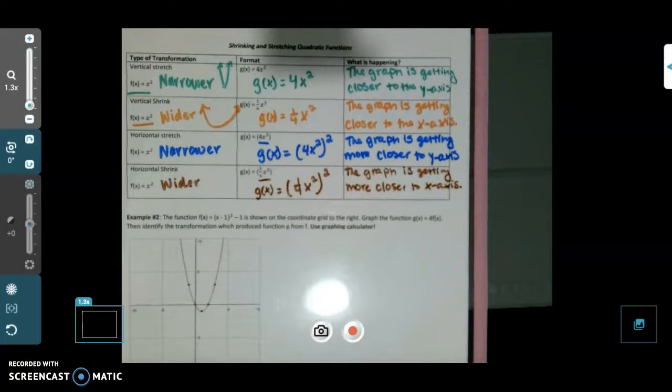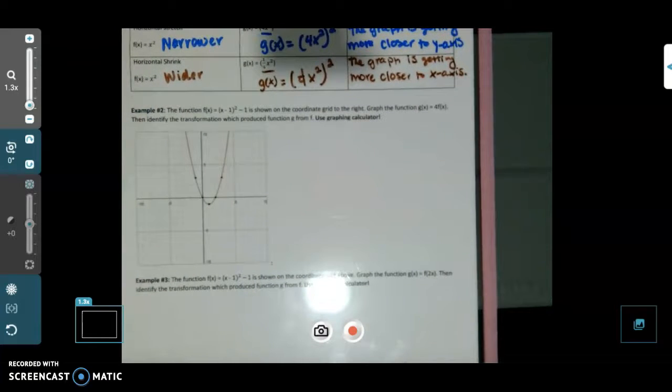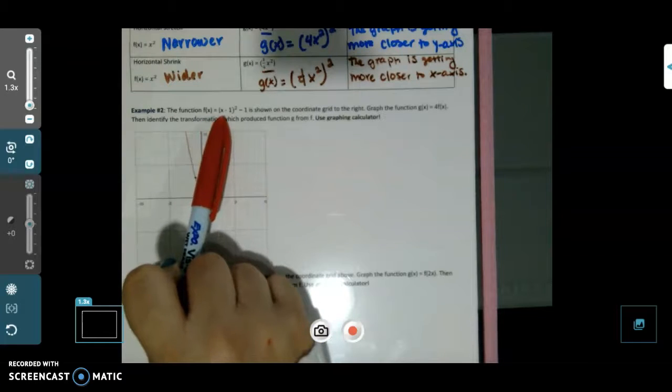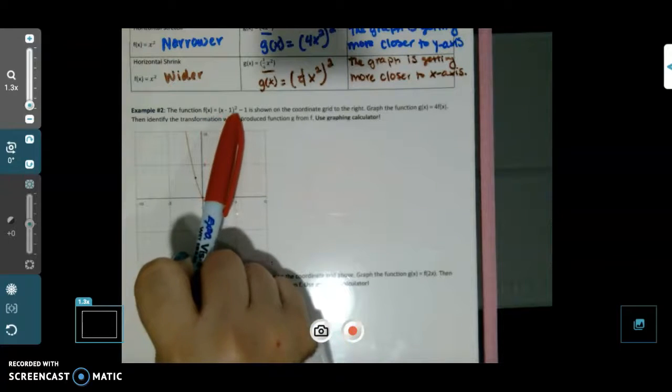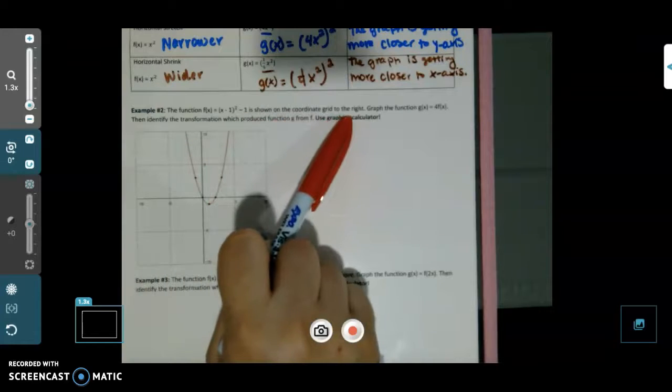So let's actually look at examples. Okay? So let's look at example 2 here. This is where you're going to actually see the vertex being manipulated kind of, but not really, but you're trying to see the translations and the transformations of the graph. So here, guys, it's saying the graph f of x equals parentheses x minus 1 parentheses to the power of 2 minus 1 is shown on the coordinate graph to the right.